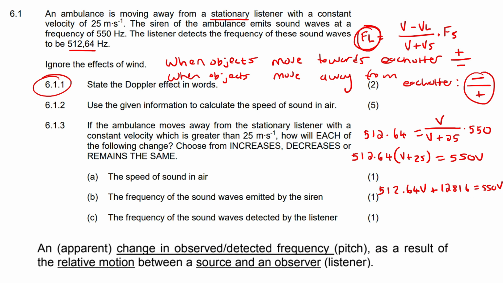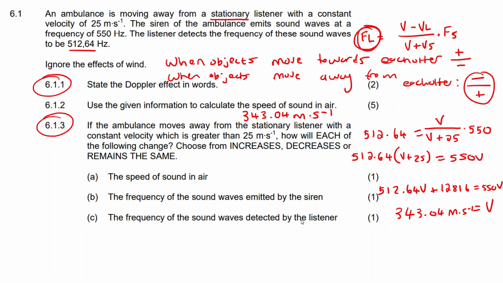Okay, so now you just got to get V by itself, so if you eventually do that, you should end up with V as 343.04 meters per second. Don't have to give a direction, they just asked for speed. So that's going to be 343.04 meters per second. Okay, moving on to here now.